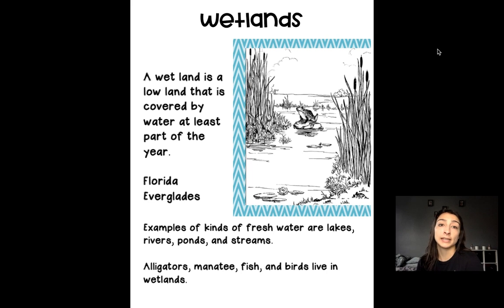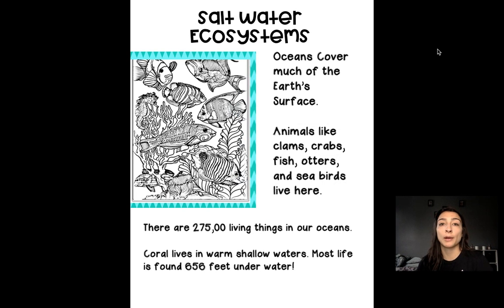So our wetlands, again, are land that is covered by water at least half of the year, so the water can come in and overfill it. And Florida Everglades is an example of that. Our next one is our saltwater, which is our oceans. And we have learned in our previous chapters that the ocean covers so much of the earth, right? So it covers much of the earth's surface. There's lots of living things in the ocean, some things that haven't even been discovered yet because it is so big. The ocean goes very deep.